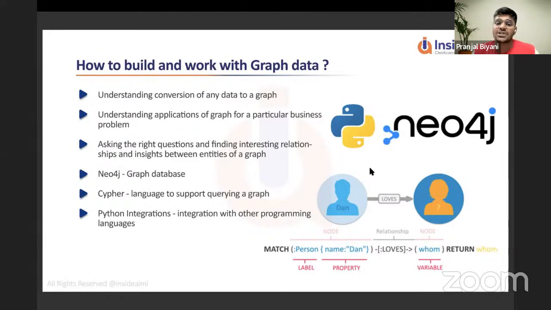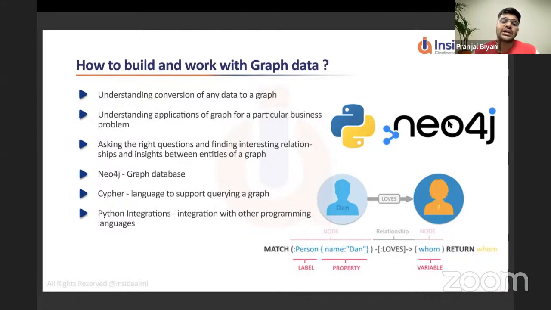A lot of programming languages have integrations with Neo4j. If you know Python very well, you can write Python code, and the Python link to Neo4j is already available. So you can convert Python code into Neo4j code, and you can access the Neo4j database, right?